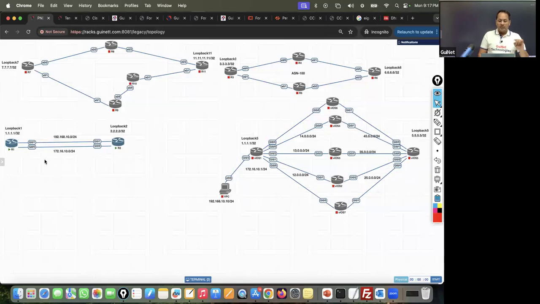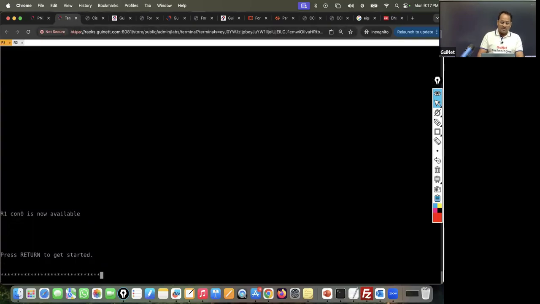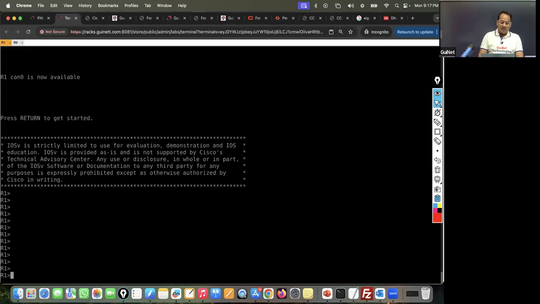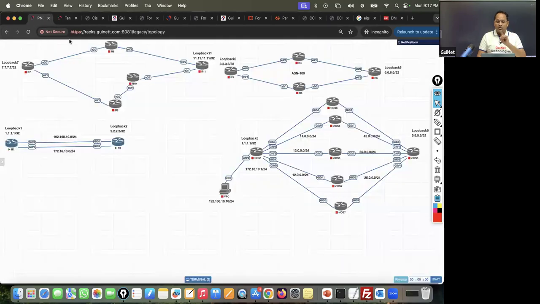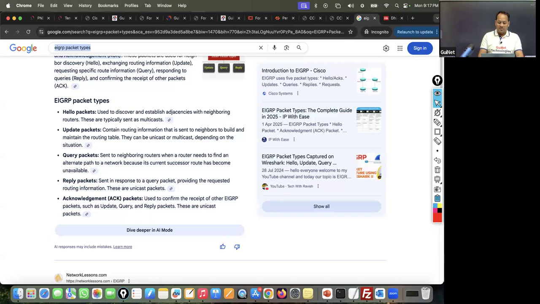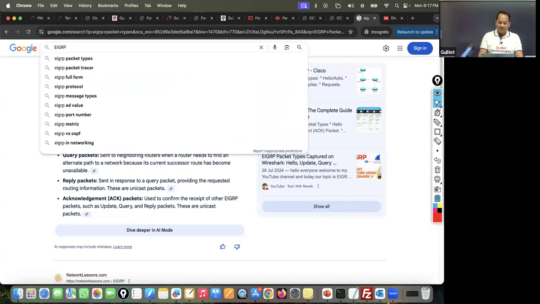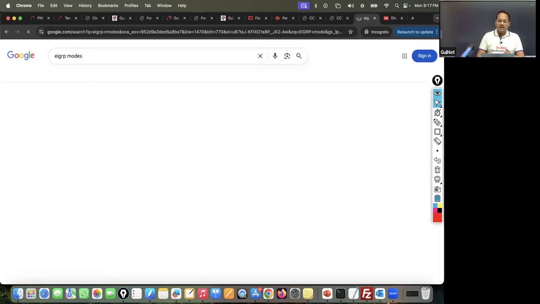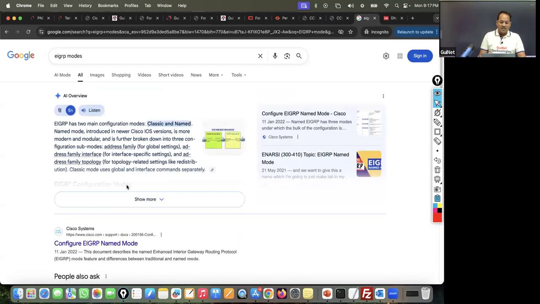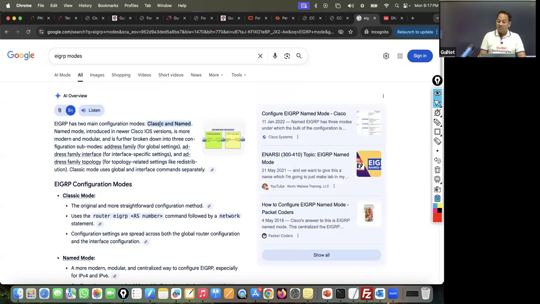So in the small lab, we'll try to build the same EIGRP neighborship so you can understand how it is going to be configured. Also, EIGRP can be configured in two modes: one is the number based and one is the named. So classic mode and named mode. Whatever configuration I'm going to do right now is going to be classic mode.